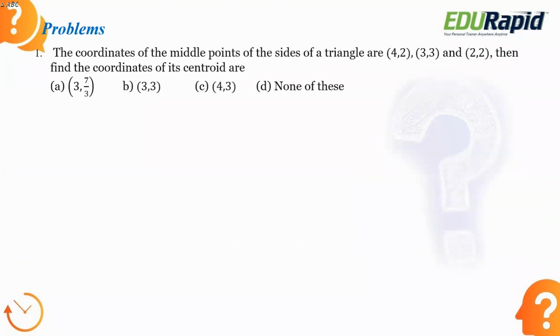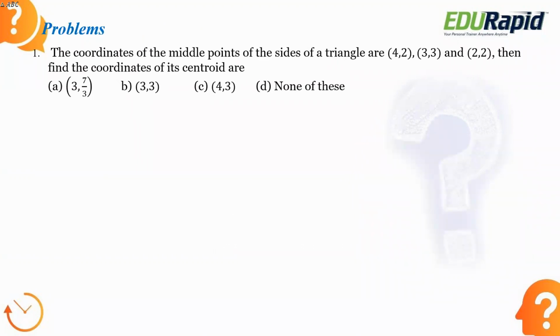Now let us start with the problems. You have already recalled all the formulas. We are just applying that now in the problem section. The coordinates of the midpoints of the sides of a triangle are (4, 2), (3, 3), (2, 2). Then find the coordinates of its centroid. How do we find it? Which formula? Just think and apply.